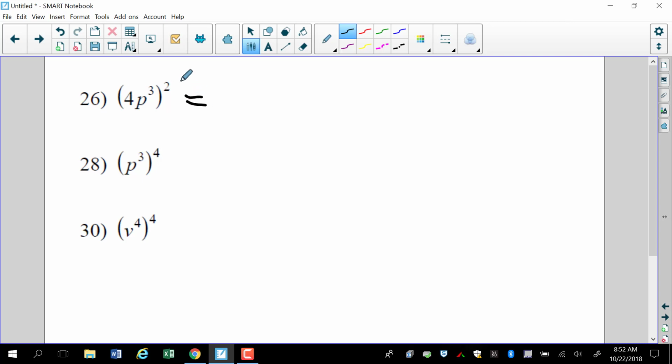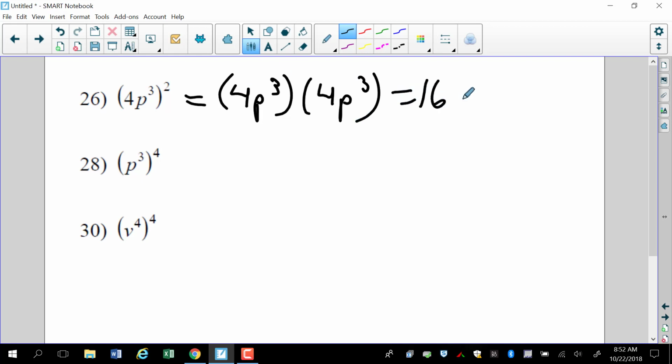So for this one, 4 times 2 is 16, power to power, we multiply. If you forgot how this rule works, just stick with your basic understanding of exponents. So we have 4p cubed, and squared means we have that 2 times. So if you go back to the previous page, 4 times 4 is 16, and then 3 plus 3 is p to the 6th. So either way, if you want to do that 4 squared is 16, then multiply the exponents, or write it out this way, whatever works for you.